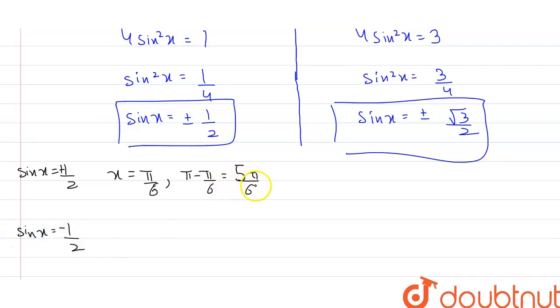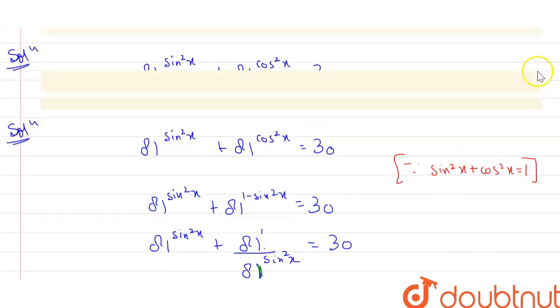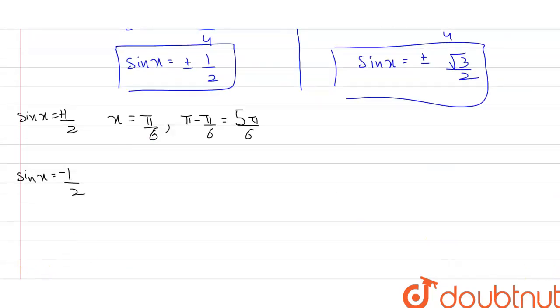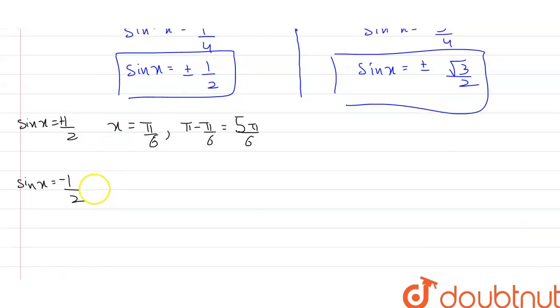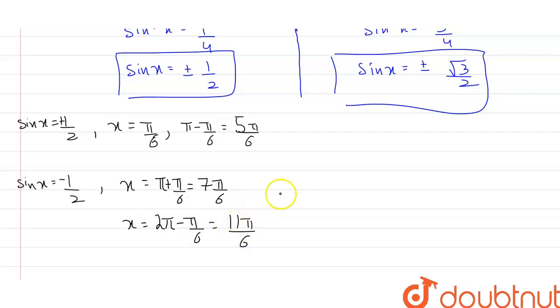Why am I also considering this case? Because the question says that we have to find the values in the range 0 to 2 pi. So for sin x equals minus 1 by 2, x will be pi plus pi by 6, which is 7 pi by 6. Also x is 2 pi minus pi by 6, which is 11 pi by 6. These are the negative-value solutions here.